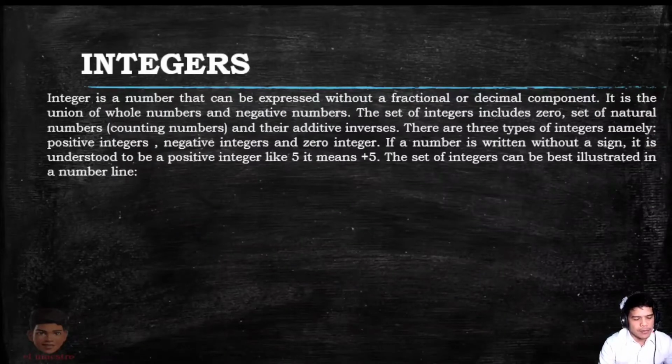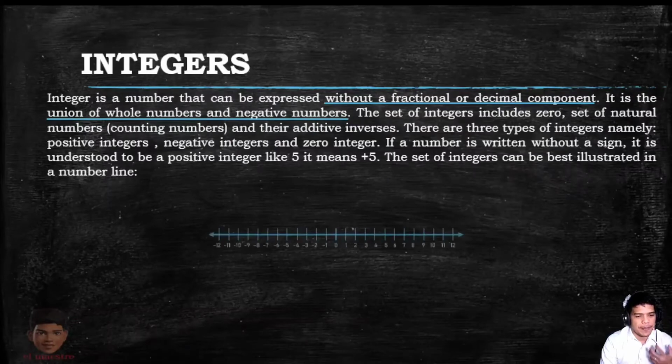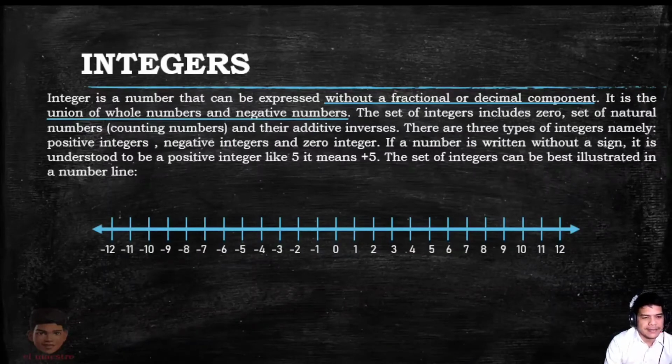So let's check. But before we illustrate it in a number line, emphasize muna natin yung definition. Sabi dito, without a fractional or decimal component. Okay? So meaning, pag fractional or may decimal, that is not an integer. Next, union of whole numbers and negative numbers. Okay? So lahat ng whole numbers and negative numbers, that is an integer. Nakuha. So let's have this in a number line.